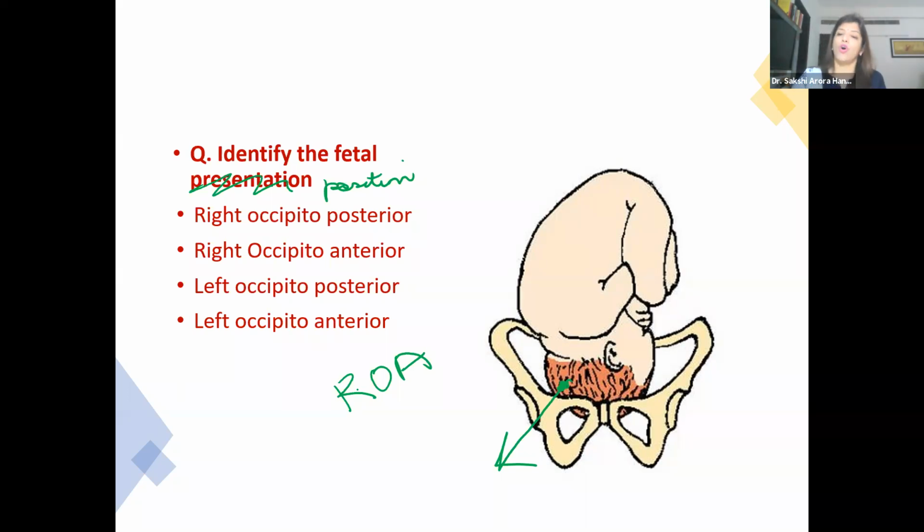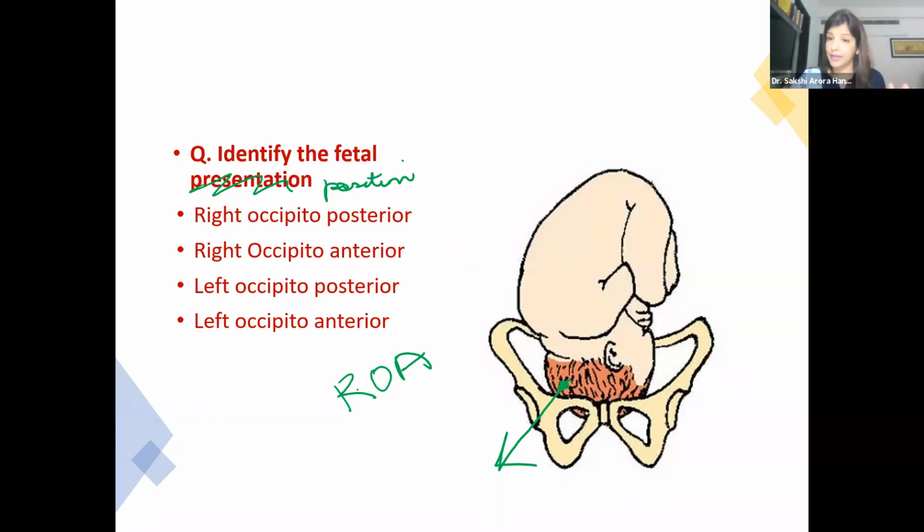Then see whether the occiput is towards your left-hand side or towards your right-hand side. Whatever it is towards your side, it will be the reverse in the mother. So it is towards my left hand, towards your left hand, so in mother, it will be towards right hand. Clear to all of you? So the answer over here is right occipito-anterior position.